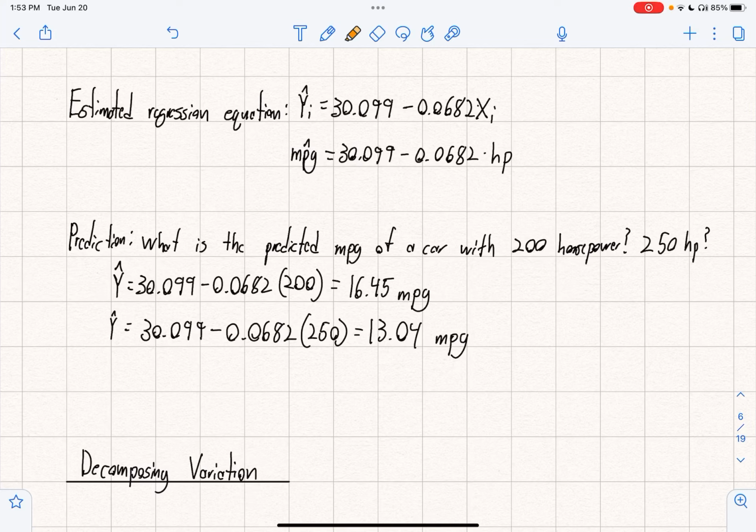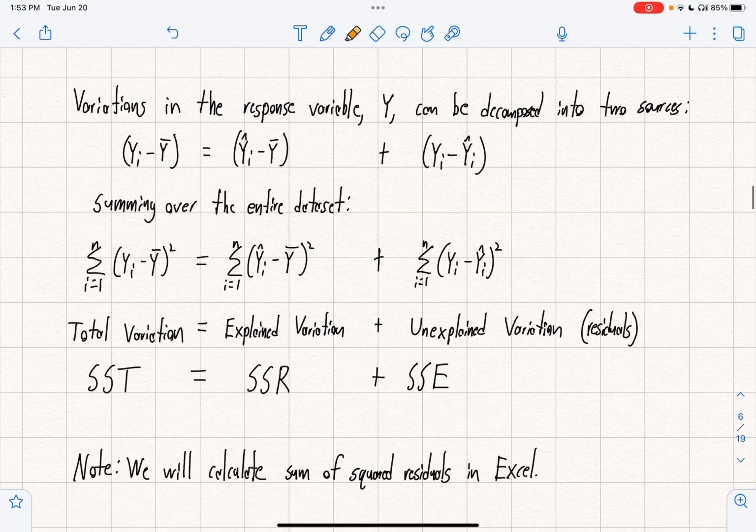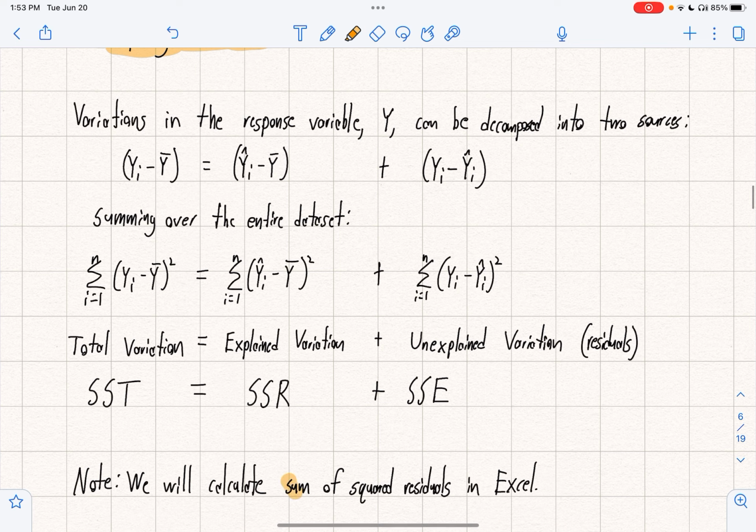Okay, we just finished up creating our first regression equation, but now we need to dive a little deeper into variation. So what we're going to do is discuss decomposing variation. Now I'll just give a disclaimer right now. We're going to discuss all of this right here, but we're going to do all of this in Excel. So we're going to take care of all of the sum of squared residuals in Excel.